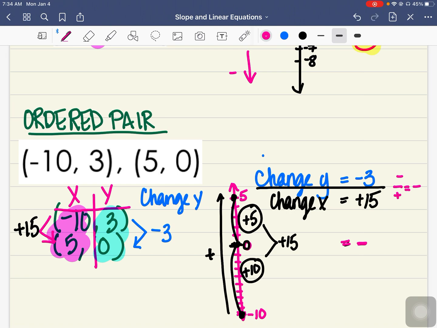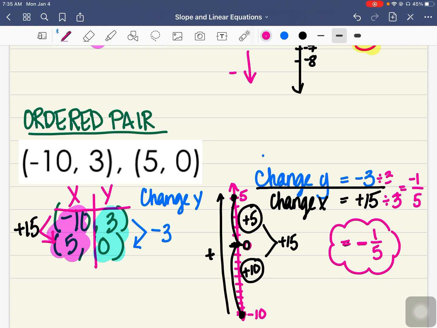And then we have 3 over 15. Well, I can divide by 3 on both of those. Let's get rid of this stuff. And that's going to leave me with negative 1 over positive 5. So it's negative 1/5. It's our final answer.